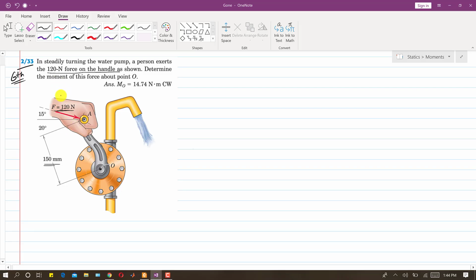Here, we see that this force is making 15 degrees with the negative x-axis, and making 35 degrees with this line. Let's suppose I extend this, and the distance between this line and the point O, the axis of rotation, is given. This is 150, right? Now if we find the component of this force along this line, then we will be able to find the moment of this force, right?